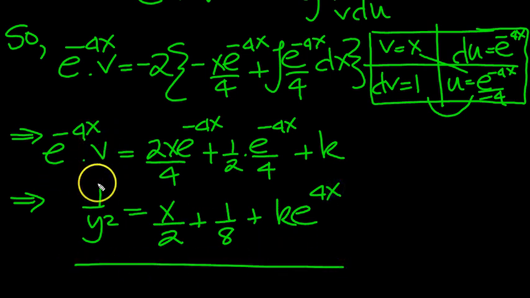So let's just double check that. v is 1 over y squared. We've times everything by e to the 4x, so that's why that's there. And that's why all these are 1s. v is 1 over y squared. This is x over 2. This term here is 1/8 with a plus. And this is a k. Good.